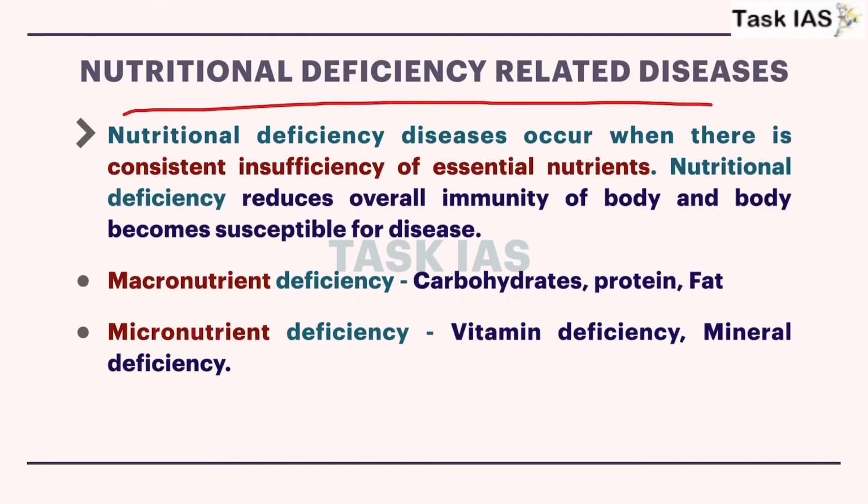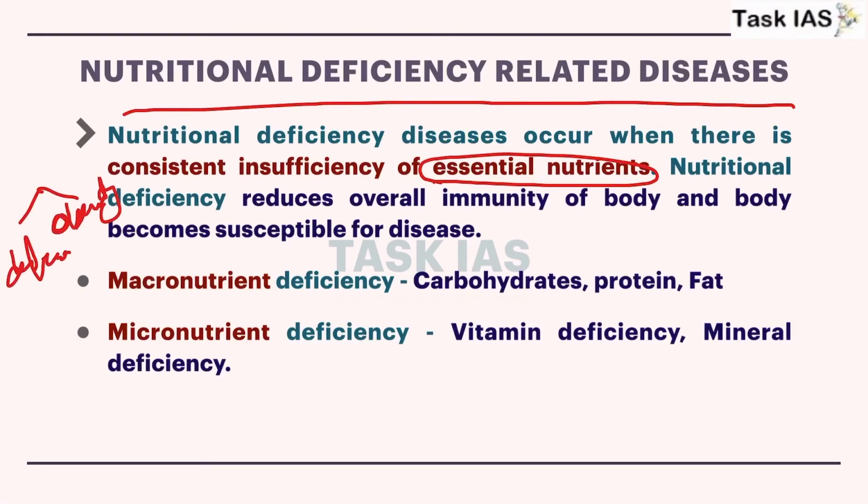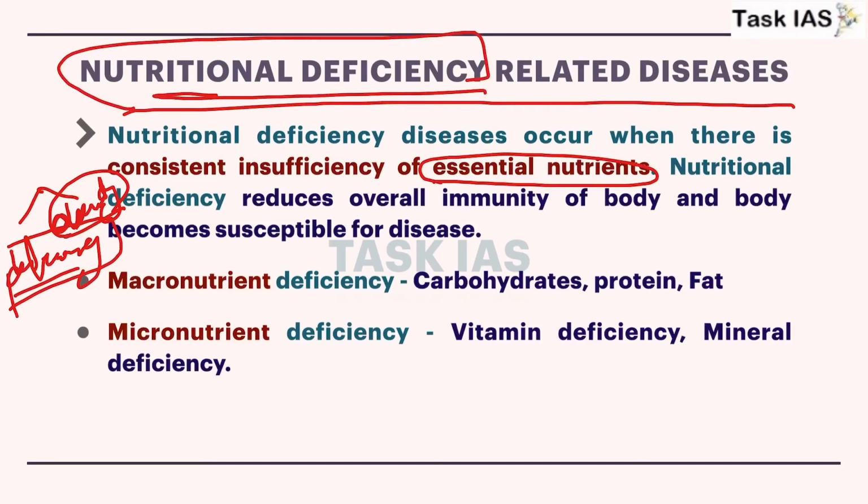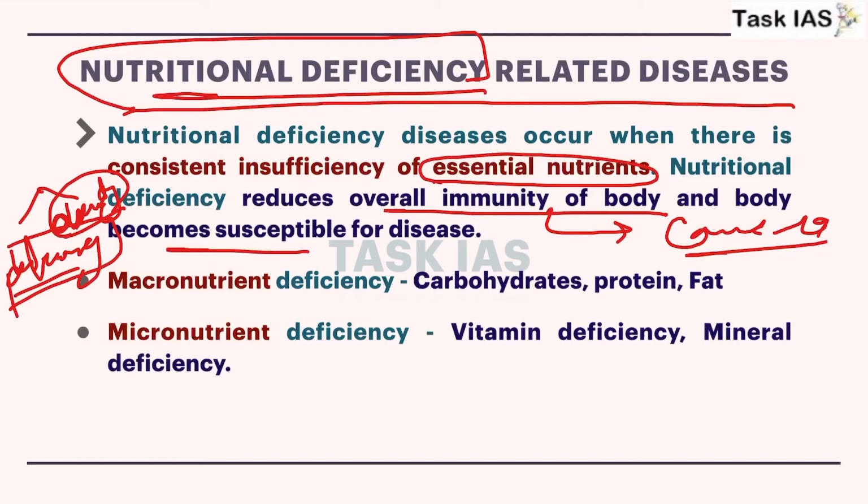Now nutritional deficiency related disease. These are those diseases which happen when there is inconsistency of essential nutrients in an individual, and it can be due to excess of nutrients, which means obesity, or the second one is deficiency. Obesity I am not dealing with here, and I am focusing on deficiency because our syllabus mentions nutritional deficiency only. Nutritional deficiency disease reduces overall immunity of the body, which is needed to fight disease, and especially you can relate with COVID-19. If our immunity goes down, then our body becomes more susceptible to disease.